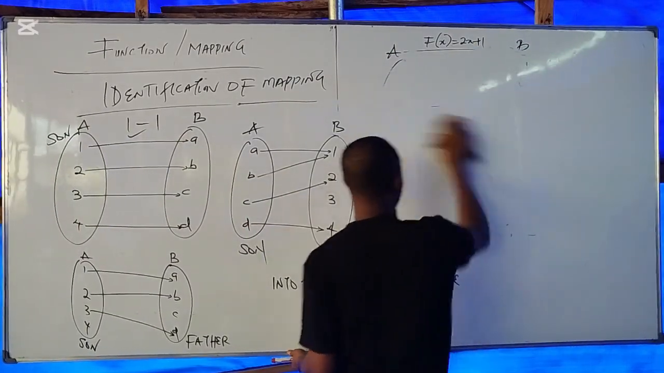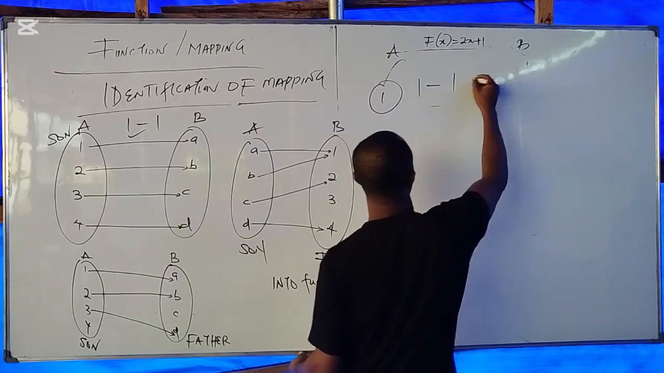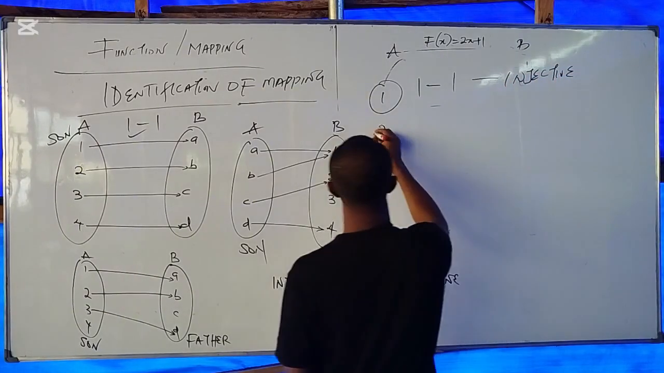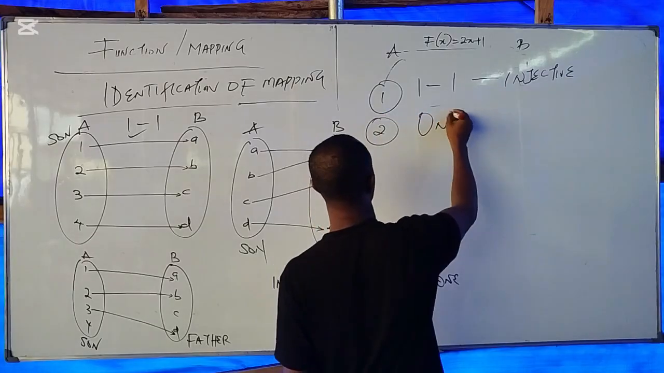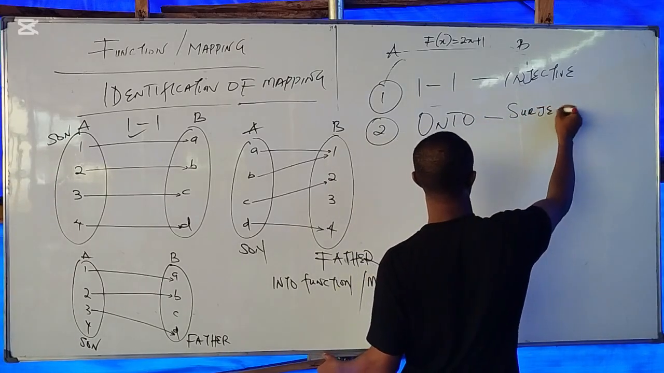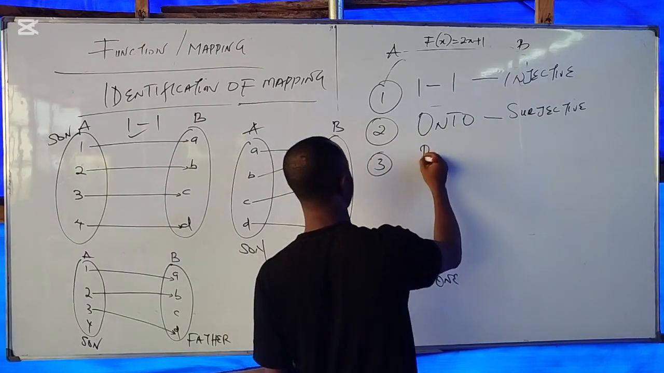Okay, let me give an illustration. Let me explain. We have the first one, which is what? One-to-one, also called the injective, right? Number 2, we have what we call the onto function, which is called surjective. Number 3, we have what we call the bijective.